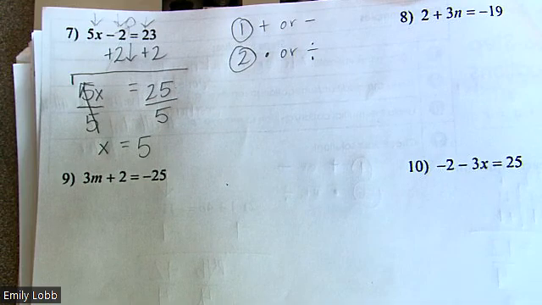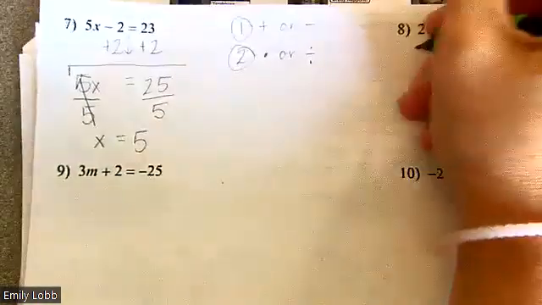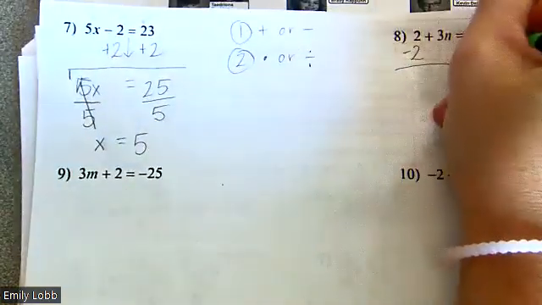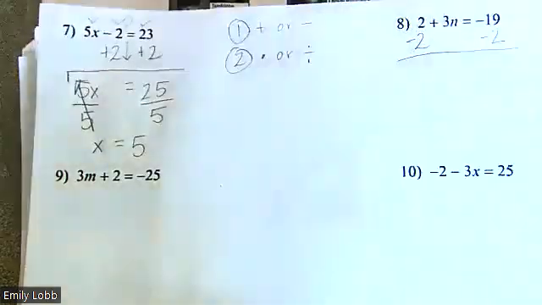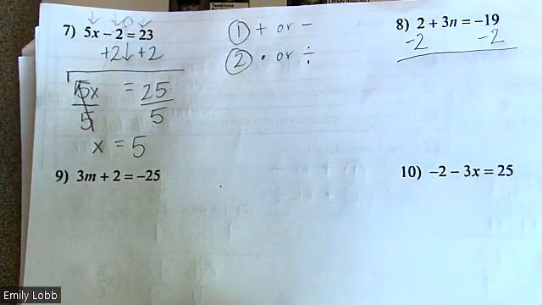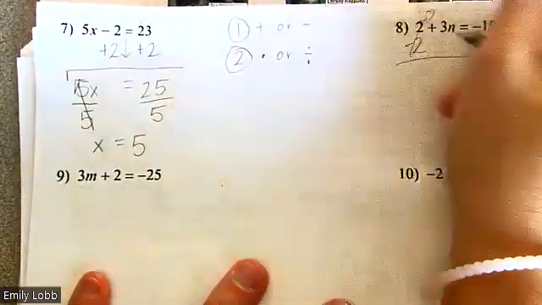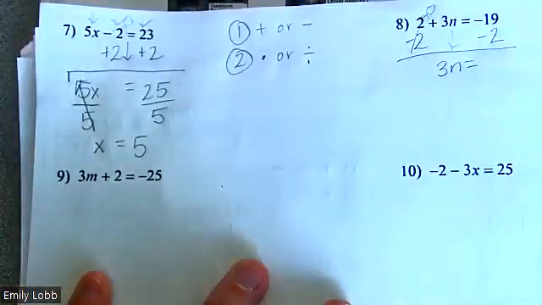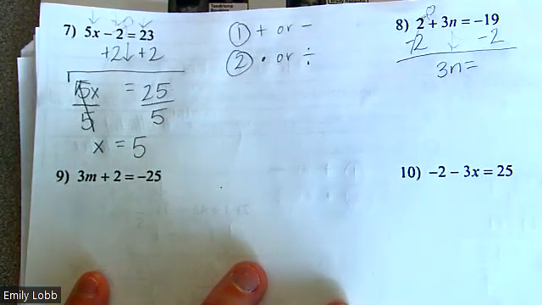What do I have to get rid of first in number 8? Good. So that constant over here, how do I get rid of that 2? I'm going to subtract 2 from both sides. And of course I'm showing all my work, because it's going to get more complicated. 2 minus 2 is 0, so that becomes 0. I'm bringing down my 3n. I'm bringing down my equal sign. Negative 19 minus 2. It's getting more negative. So it becomes negative what?